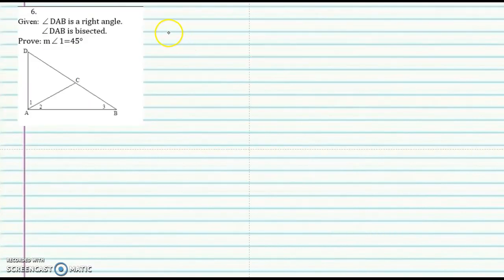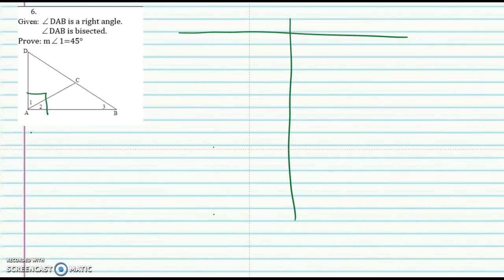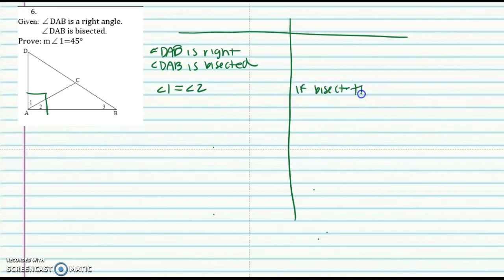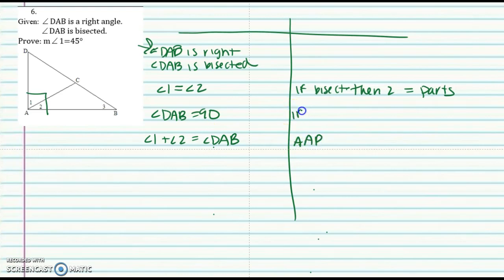Now on to number 6. Hopefully I can squeeze this in. So I know angle DAB is right. I know that DAB is bisected. I want to prove that the measure of angle 1 is 45. So if I know that DAB is bisected, I know that angle 1 equals angle 2, because if bisected, then 2 equal parts. If I know that DAB is right, I know DAB equals 90. I also know that angle 1 plus angle 2 equals angle DAB because of angle addition postulate. And this is if right, then 90.